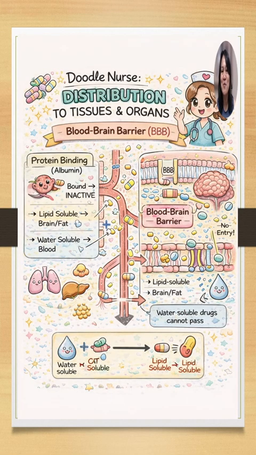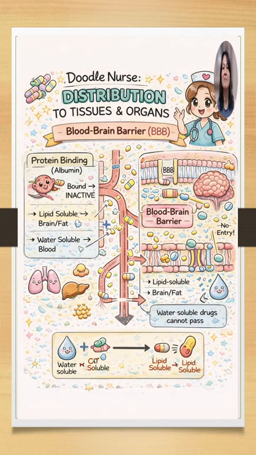On this slide, we will be focusing on drug distribution, which is how a drug moves from the bloodstream to tissues and organs, like I mentioned earlier. One key factor affecting distribution is the protein binding, especially the albumin. When a drug is bound to protein, it is inactive. And like I've mentioned earlier, only the free or unbound drug is active and able to produce a therapeutic effect.